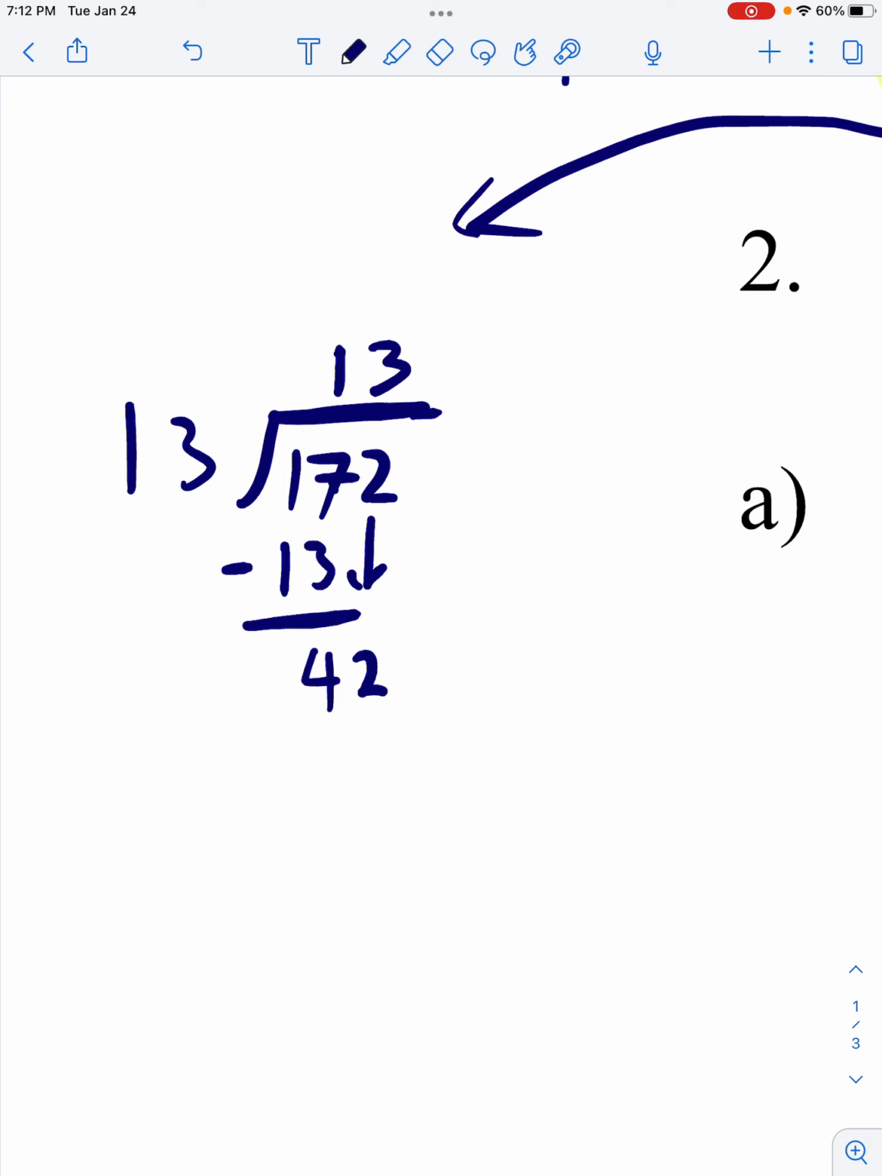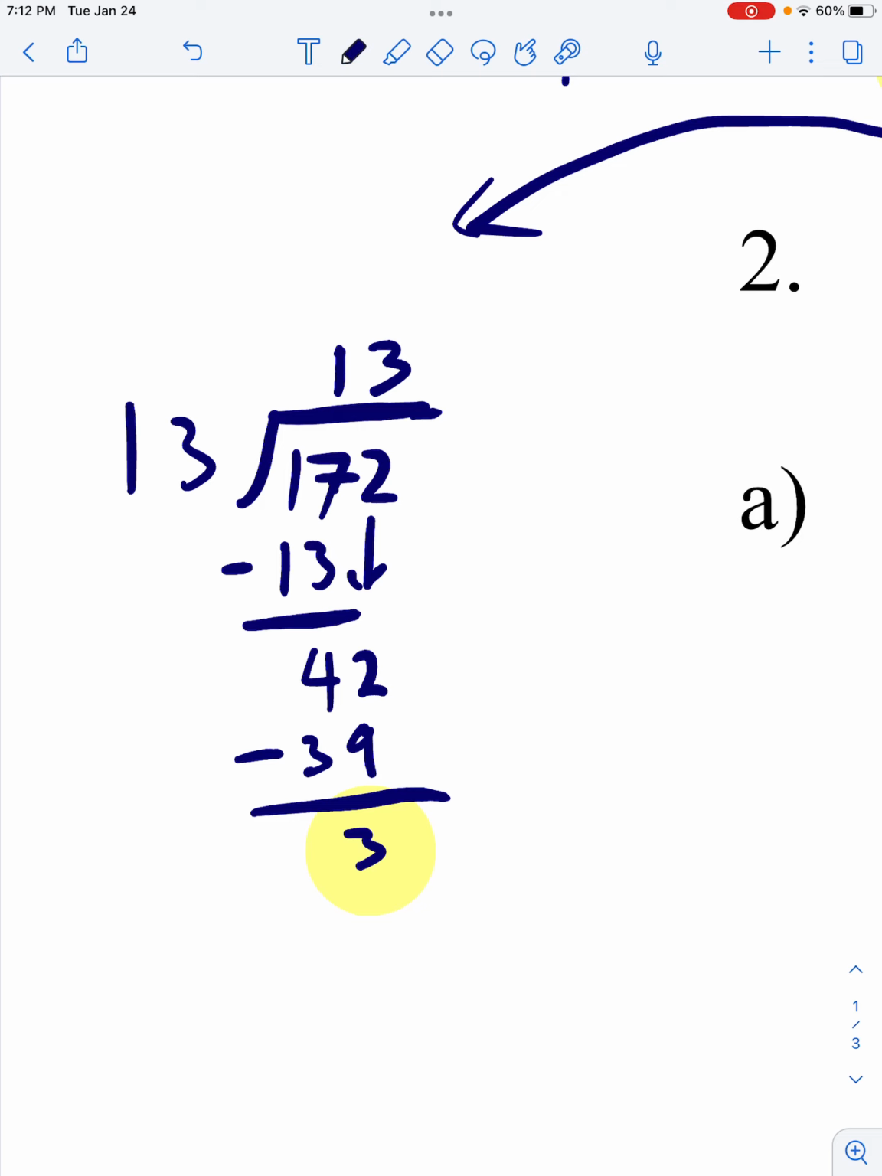Then that digit we just wrote down here, that 3, we multiply by 13. 3 times 13 is 39. We subtract them. 42 minus 39 is 3. There's nothing left to drop down, so we're done with the problem at this point. We ask ourselves, does 13 go into 3 at all? No, it does not, so we're done. This 3 we have, that's our remainder.